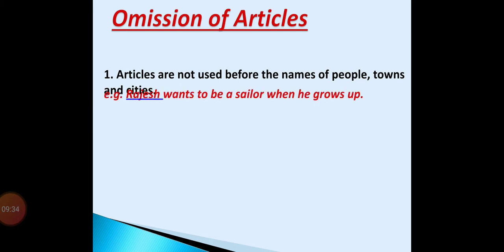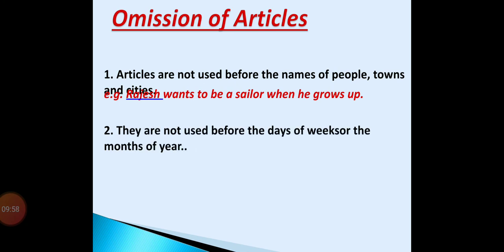For example, Rajesh wants to be a sailor when he grows up. Here you are talking about Rajesh, so in such a case we need not use a, an or the, right? Because we know that we have started our sentence with a particular person, so we use the name directly.